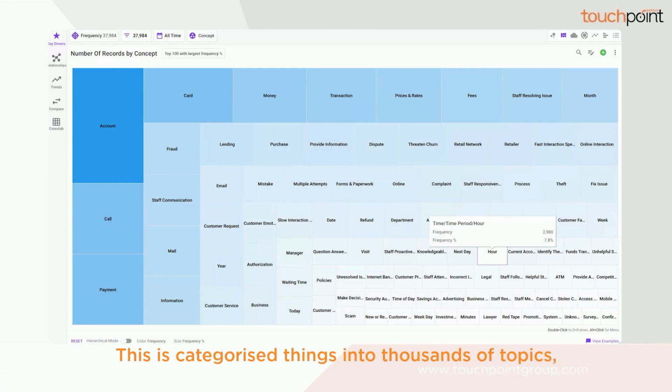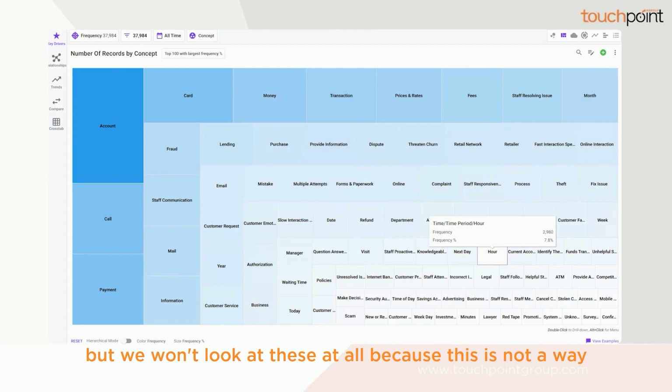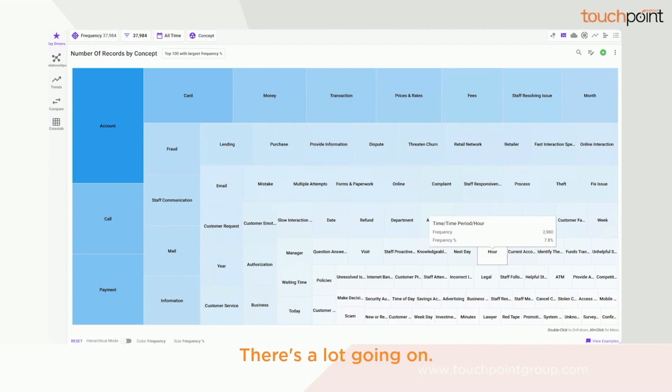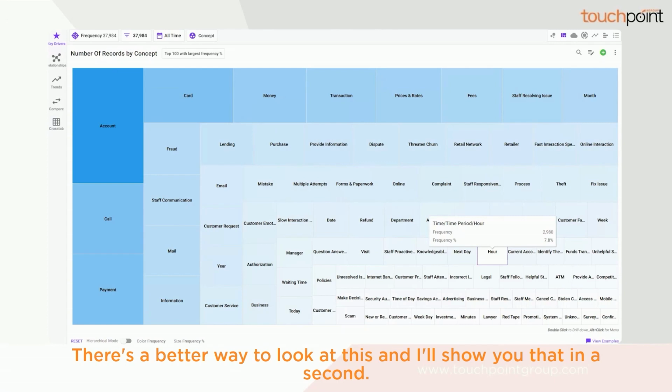This has categorized things into thousands of topics, but we won't look at these at all because this is not a way to look at this type of data. There's a lot going on. There's a better way to look at this, and I'll show you that in a second.